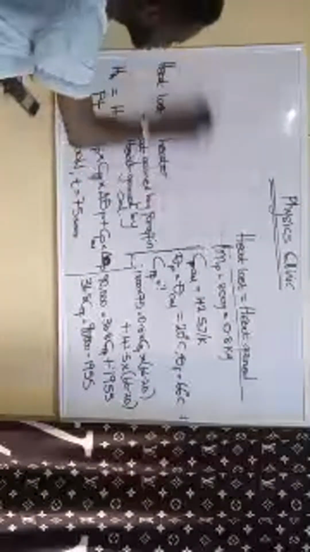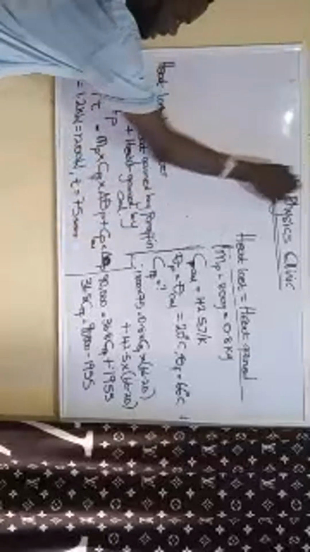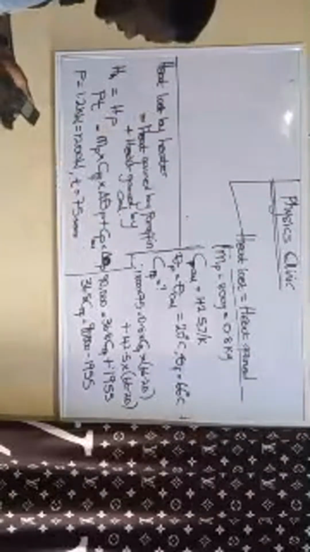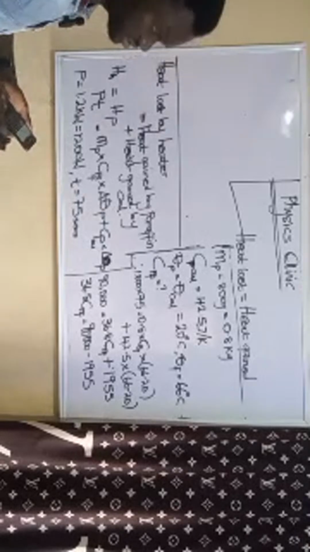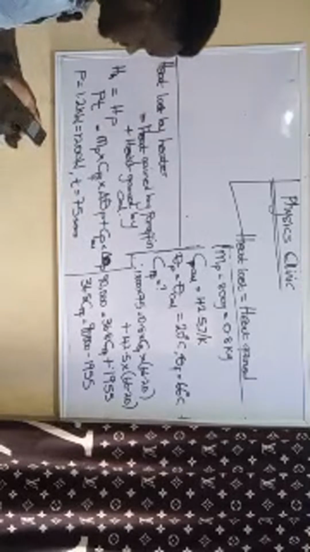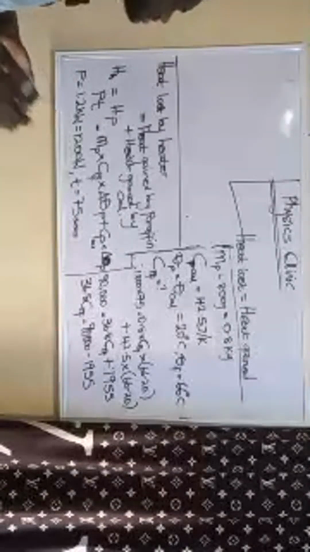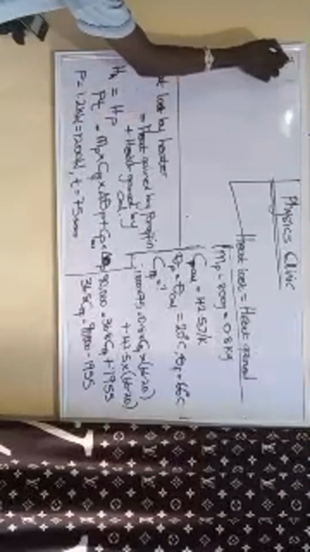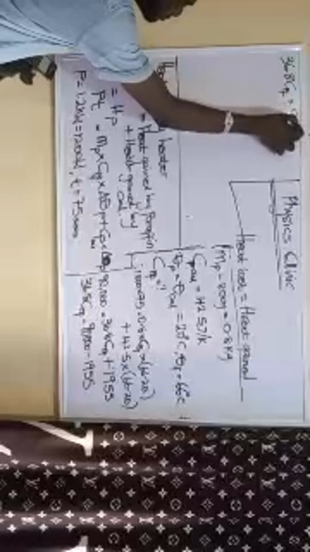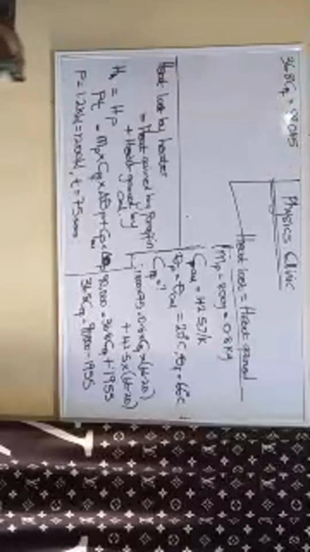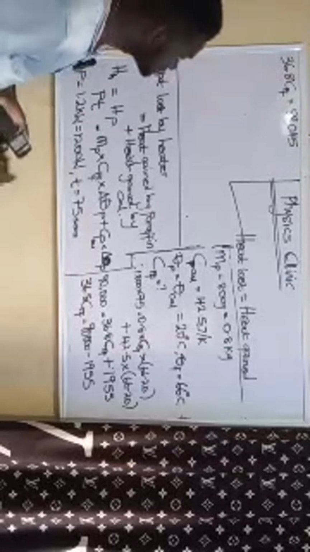Allow me to clean this part of the board. I'll try not to clean too much. Just watch this end of the board, we'll finish our solving on this end. So 90,000 minus 1955 will give us 88,045.